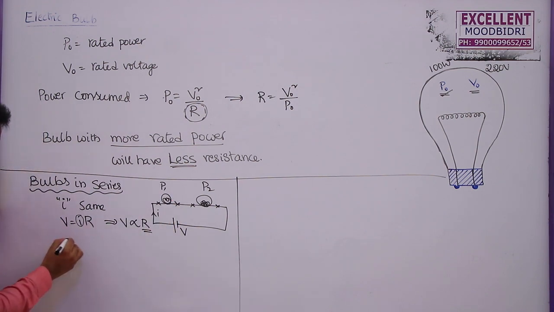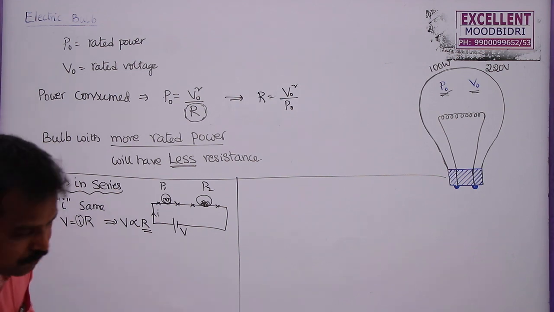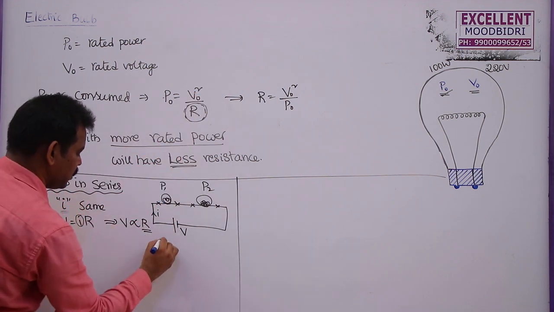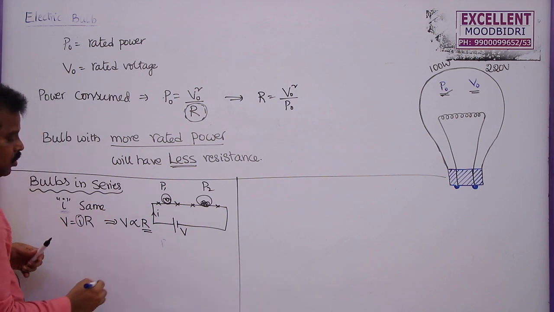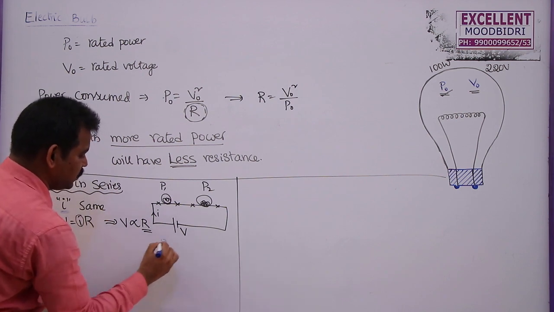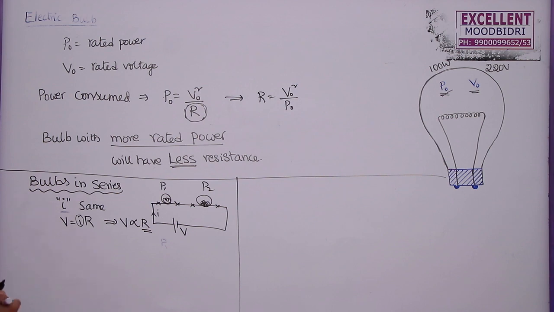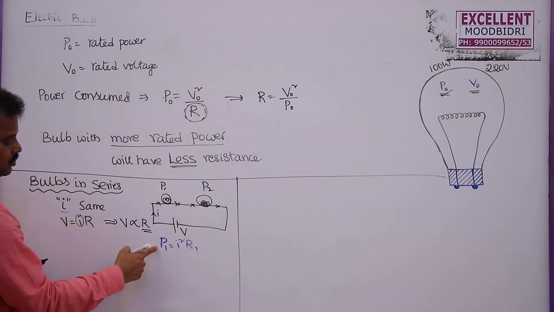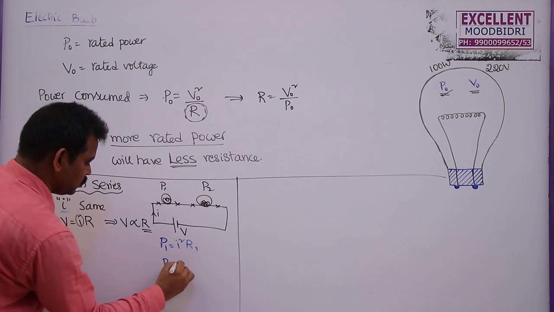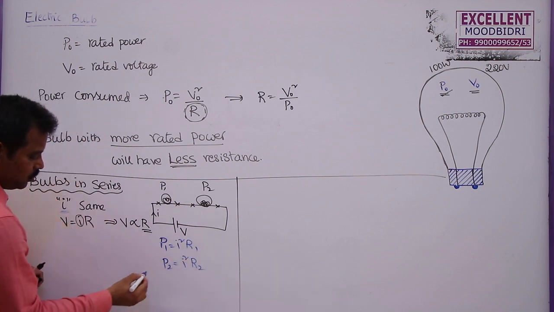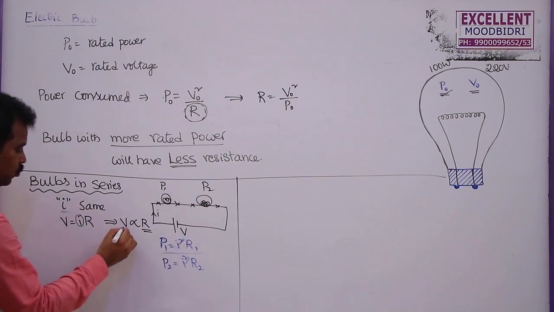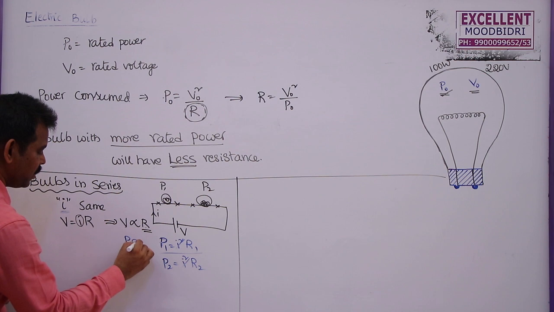Similarly, what is the power consumed here? As I is constant, instead of P is equal to V square by R, here I can write P is equal to I square R. So power consumed by the first bulb is P1 is equal to I square R1. P2 is equal to I square R2. If you divide these two, you can cancel I square. Power is directly proportional to R. So voltage is directly proportional to R, power is directly proportional to R.